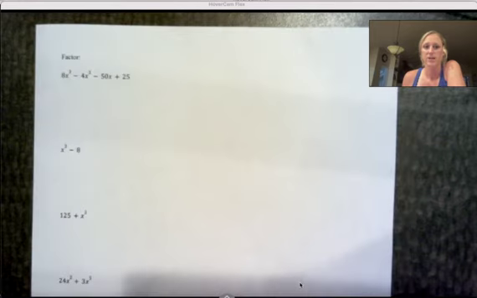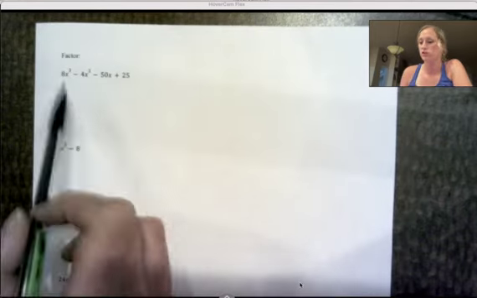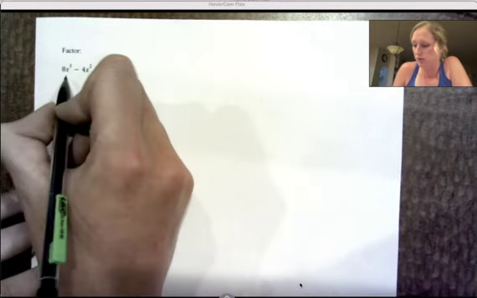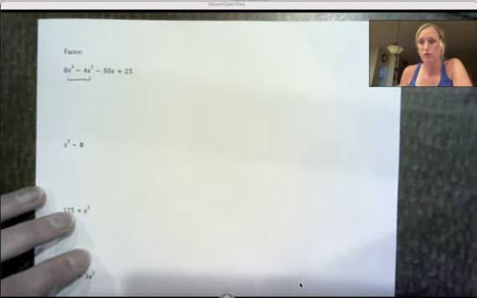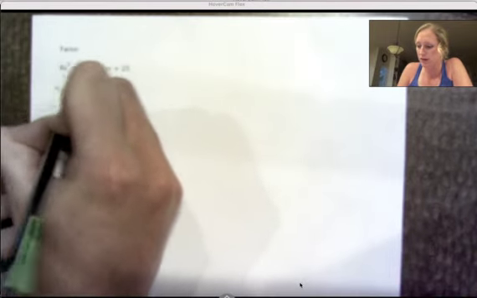All right, factor. This one has 4 terms, but first let's see, is there a GCF I can take out of all 4? Doesn't look like it. So factor by grouping if it's 4 terms. So I'm going to do 2 at a time. So here my GCF would be 4x squared.